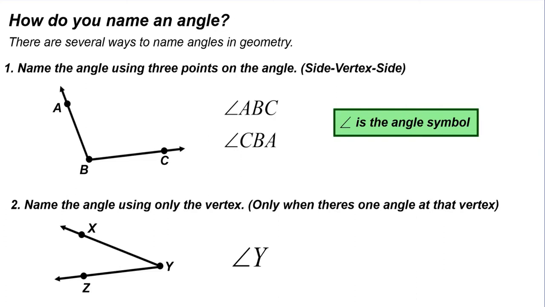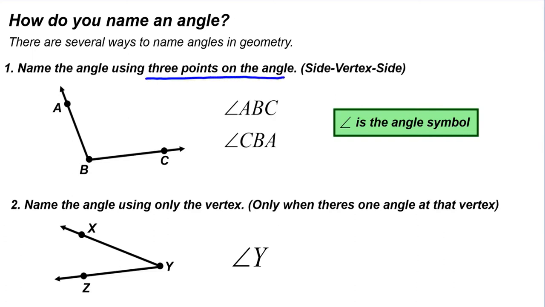And any of these are sufficient. Sometimes we use one in one case, and then we'll use one in another case. We'll use different ways to name angles, but you have to know all of them so that you're comfortable with them. So the first way to name them, the most basic way to name an angle, would be to name an angle using 3 points on the angle.